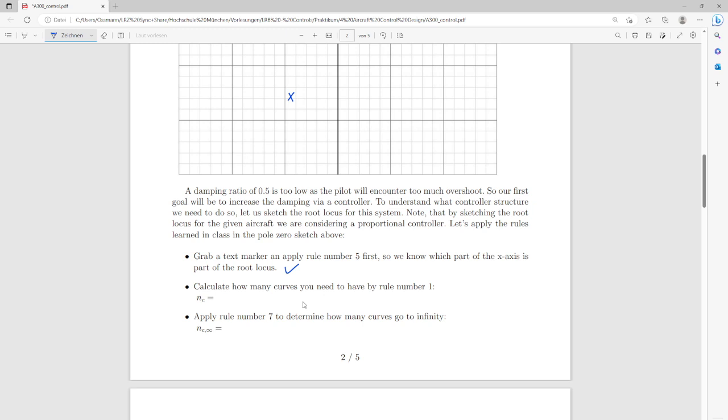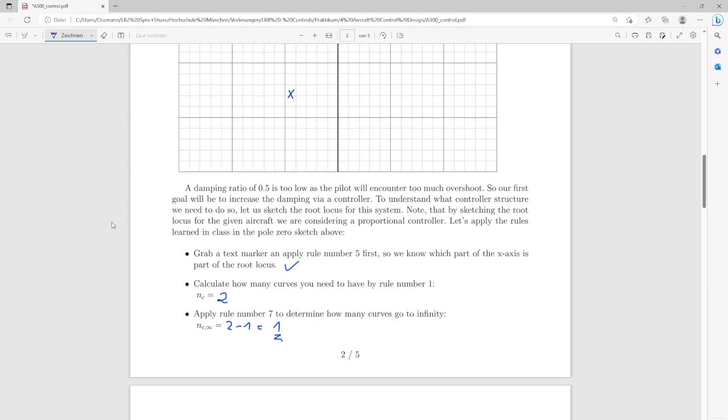Okay, calculate how many curves we need following rule number 1. Well, it's the maximum number of poles and zeros. We say we have a physical system, so we only need to count the poles, which are 2. So we're going to have 2 curves. Rule number 1, how many curves go to infinity? Well, subtracting the number of zeros from the number of poles. So it's going to be 2 minus 1, meaning that 1 curve needs to go to infinity.